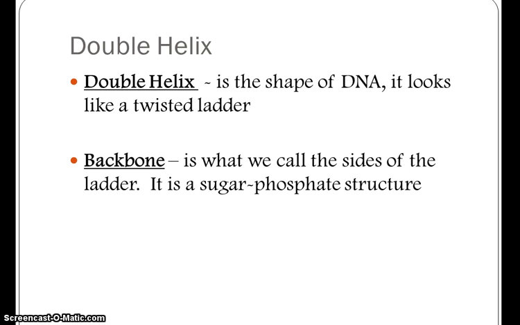The sides of the ladder is called the backbone. This is a sugar phosphate structure. When we build our DNA model, we're going to use Twizzlers for the backbone because they are made of sugar. And so sugar phosphate is the sides. This is what the rungs or the nitrogen bases will attach to.